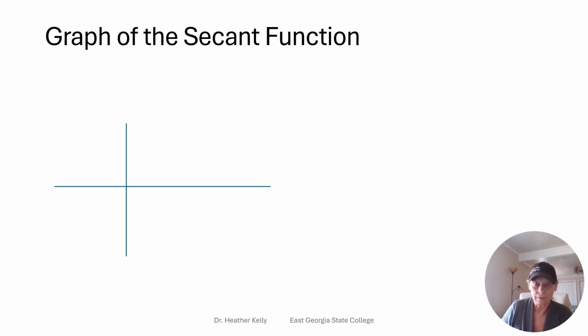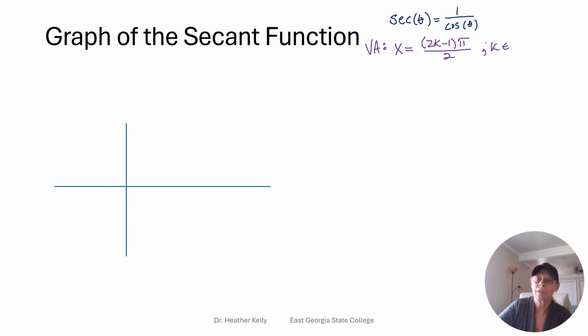Okay, so remind ourselves up here that secant theta is equal to 1 over cosine theta. This is an even function, right? Because cosine is even. Just reminding you of some of these many things that we've been learning over the last 3 lectures. So the vertical asymptote happens when cosine of theta is equal to 0. And we've done this enough already this lecture. So I'm going to write it here. X is equal to (2k minus 1) pi over 2, where k is an element of the integers.